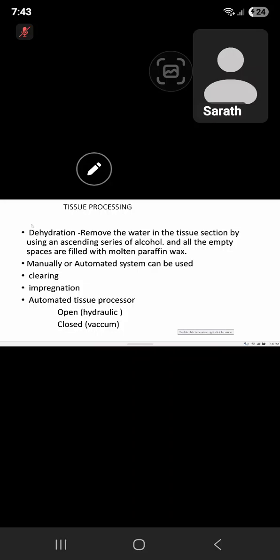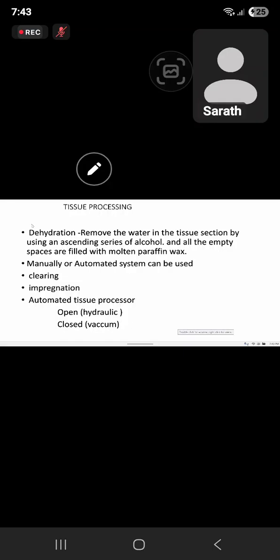maintained at a higher temperature, above the melting point of wax. That means wax should not be in the solid state. It should be in the liquid form. Then all the microcavities and microspaces will be filled with the molten paraffin wax. So now our processing is completed. Dehydration over, clearing over, impregnation over. Now all the tissue is covered with wax.